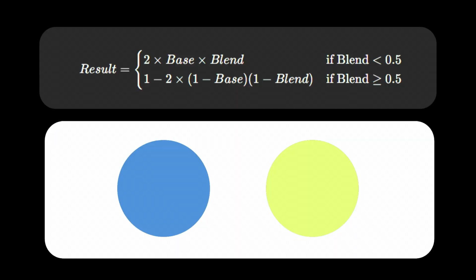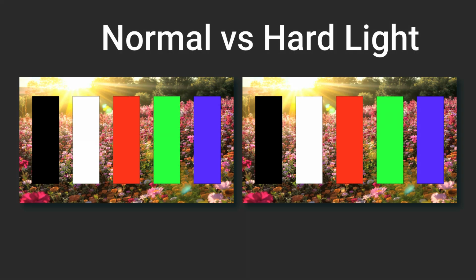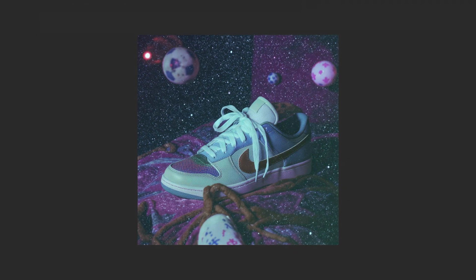Hard light is like overlay, but it uses the blend layer to decide whether to darken or lighten. If the blend is lighter than 50% gray, it screens. If it's darker, it multiplies. In our images, the rectangles hardly changed because pure black, white, and full RGB colors force extreme results. However, the violet circle shows stronger blending than overlay or soft light. This can be used for adding dramatic contrast or strong highlights.